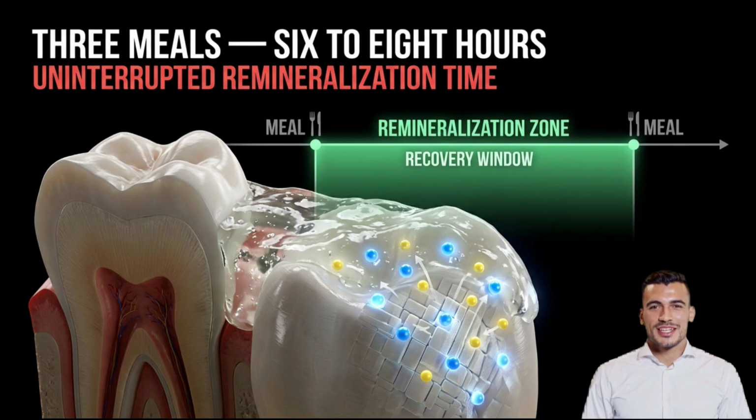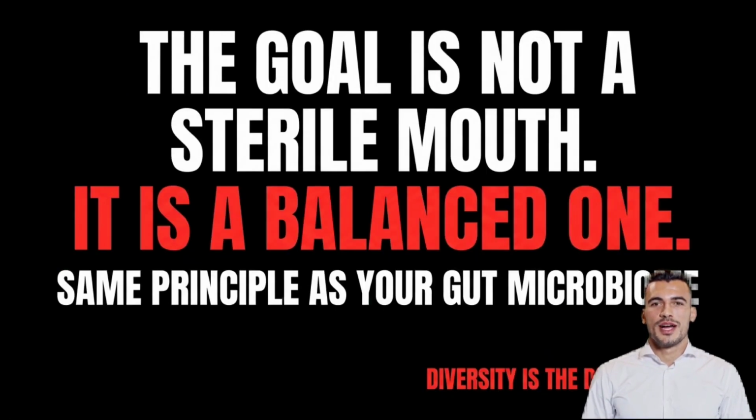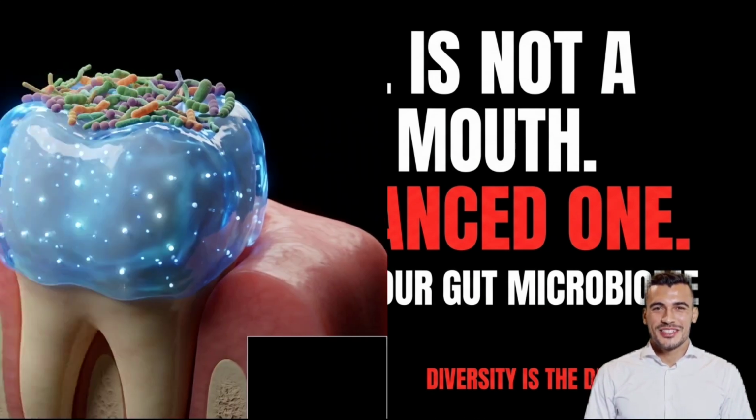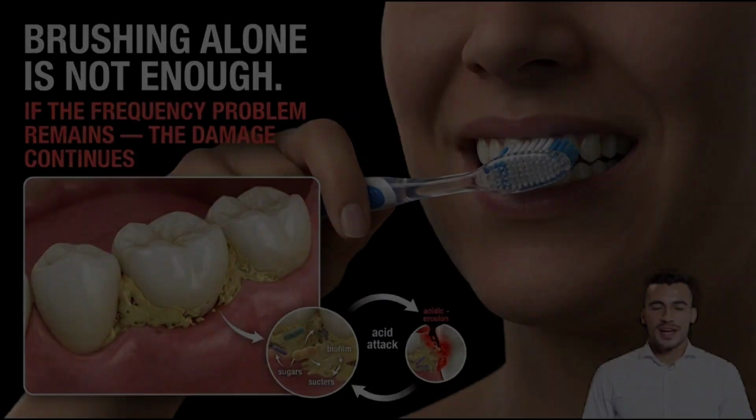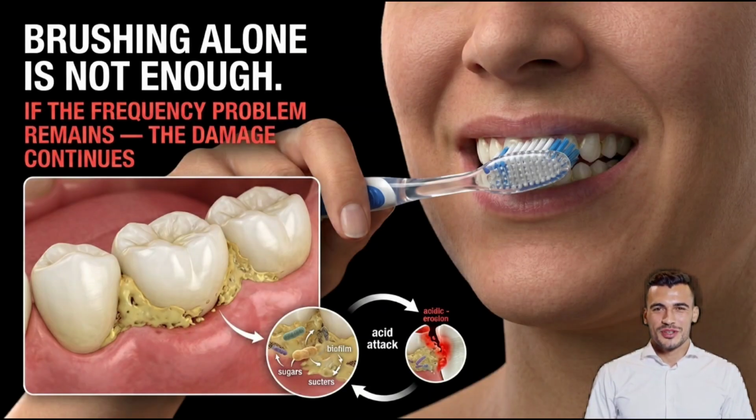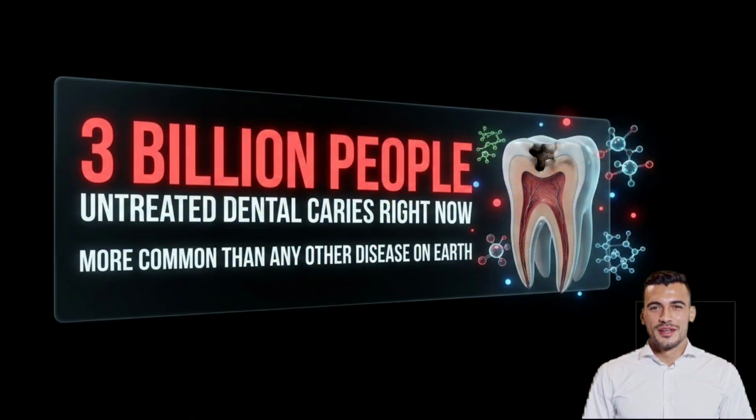The third lever is the oral microbiome. Streptococcus mutans does not operate in isolation. A diverse oral microbiome with healthy competing bacterial populations suppresses its dominance. The same principles that govern gut microbiome diversity apply to the mouth. Dietary variety, avoiding excessive antiseptic mouthwash that eliminates beneficial bacteria alongside harmful ones, and understanding that the goal is not a sterile mouth, it is a balanced one.